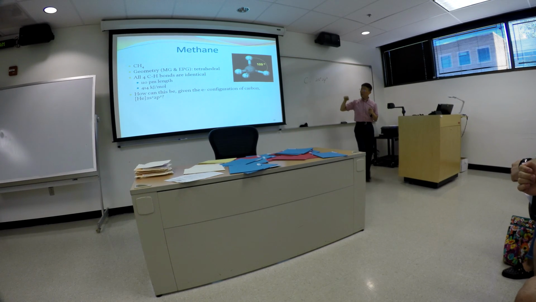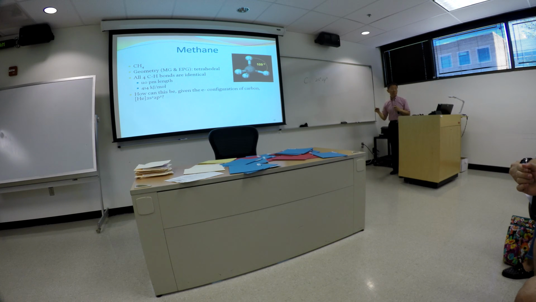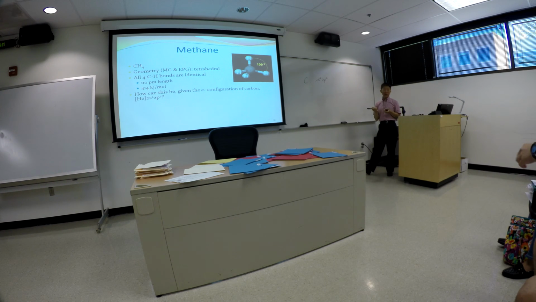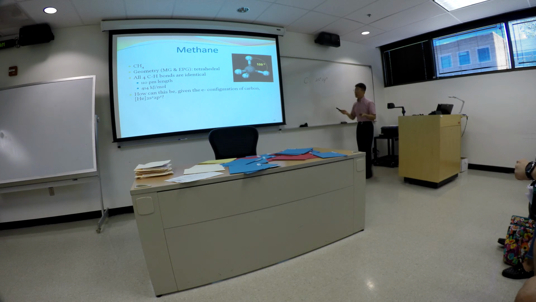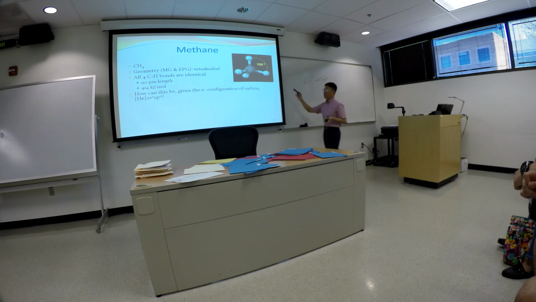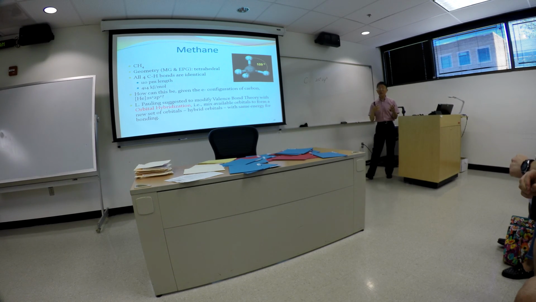Yet, how can carbon, an atom with 2 different types of valence electrons, form 4 identical bonds with hydrogen atoms? Based on the old theory, these 2 electrons will form 1 type of carbon-hydrogen bond, and these 2 electrons will form another type. So we should expect 2 different types of carbon-hydrogen bond, but the experimental measurement shows all bonds are identical, 110 picometers in length. So how do we reconcile this contradiction?